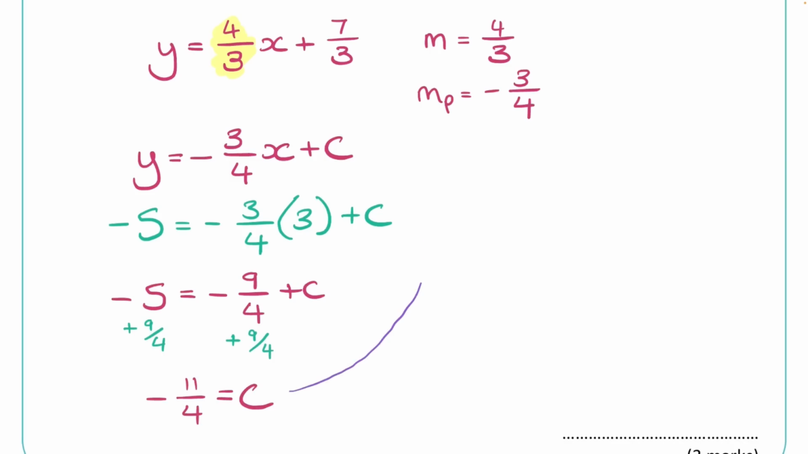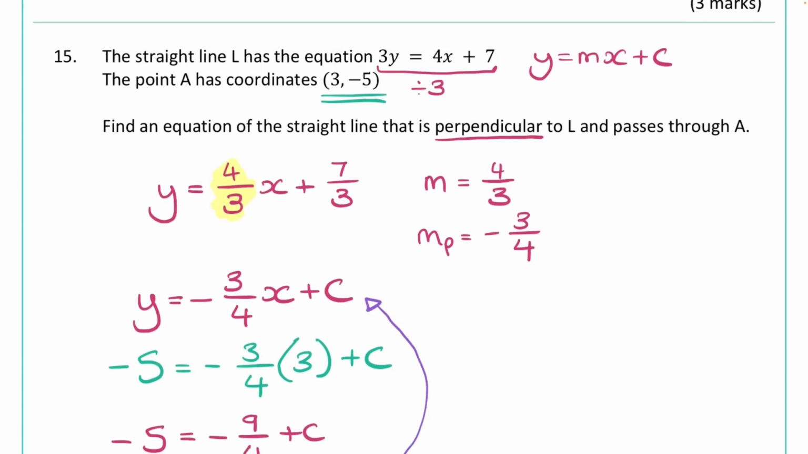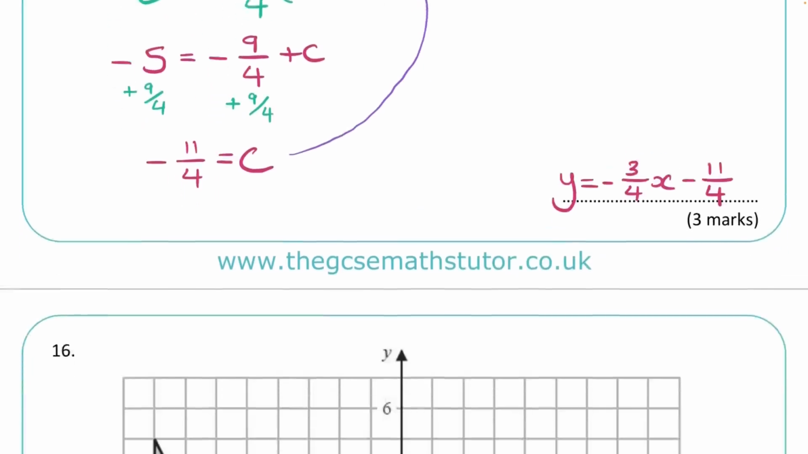Now we've got that, we just need to put that value back into our equation to finish this off. So our final answer would be y is equal to -3/4x minus 11/4. And there we go, there is the equation of our line, which is perpendicular to L and passes through that point A. And there we go, some perpendicular line equations.